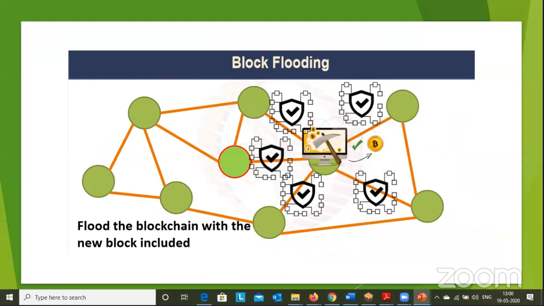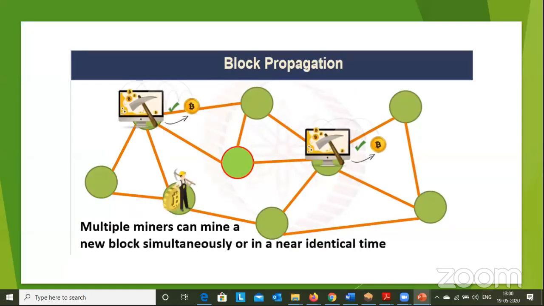Once a miner finds a new block, he will broadcast that transaction to the other nodes in the blockchain network. That is, flood the transaction with the new block included. Now, block propagation. Even multiple miners can mine a new block simultaneously, at an identical time. What will happen if two miners give the solution at the same time? Who will get the reward in the Bitcoin network? In that case, the two miners are known as orphan nodes. Based on the proof of work, whoever has spent so many computing resources will get the reward.